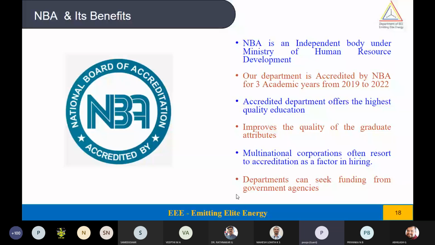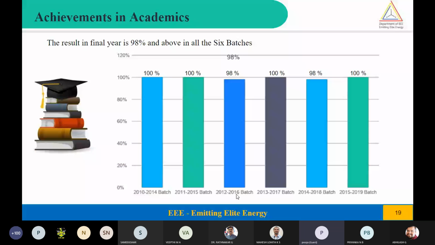And student achievement. So far, how have our students done? Let us see. All 6 batches have gone out. You just see the final year results. It's 100%, except in 2 batches, where we have 98%.